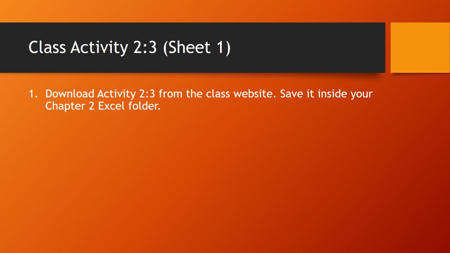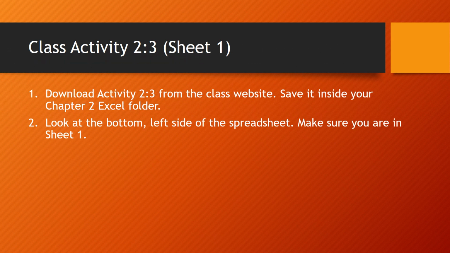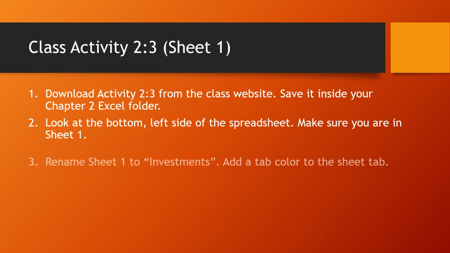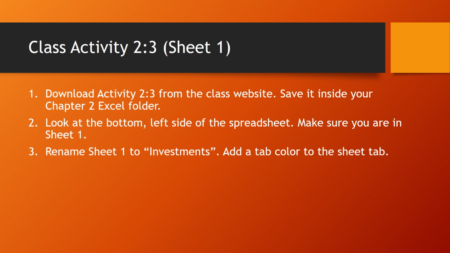Go back to the class website, download Activity 2-3. Save it inside your Chapter 2 Excel folder. Look at the bottom left side of the spreadsheet. Make sure you are in Sheet 1. Rename Sheet 1 to Investments and add a tab color to the Sheet tab. In E17 through G17, find the total for the columns.